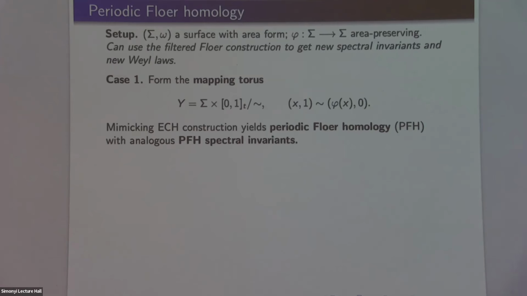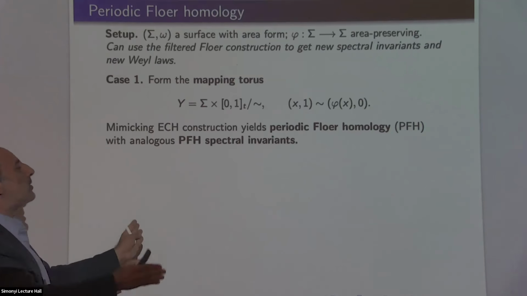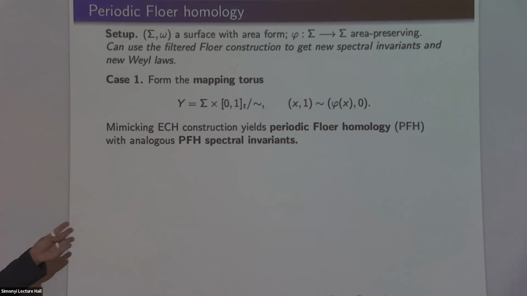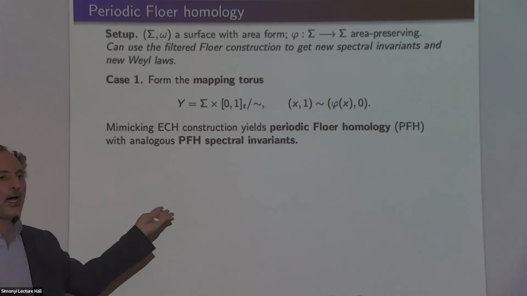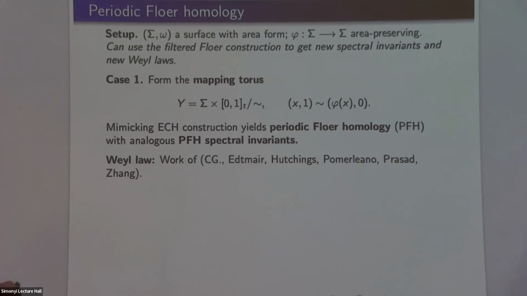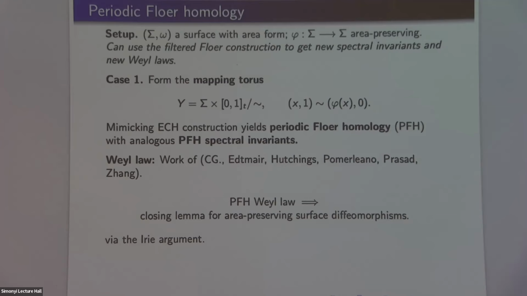And the main point is you can just look at the mapping torus of the map. That's also a three-manifold. And you can just run the construction and you get invariants of the map, these so-called periodic Floer homology spectral invariants. Those also satisfy a Weyl law, and using that, you can prove an even better closing lemma. I mean, okay, maybe it's not better, but probably more exciting, because it's just a closing lemma for a general area-preserving surface diffeomorphism, which is a very natural case.